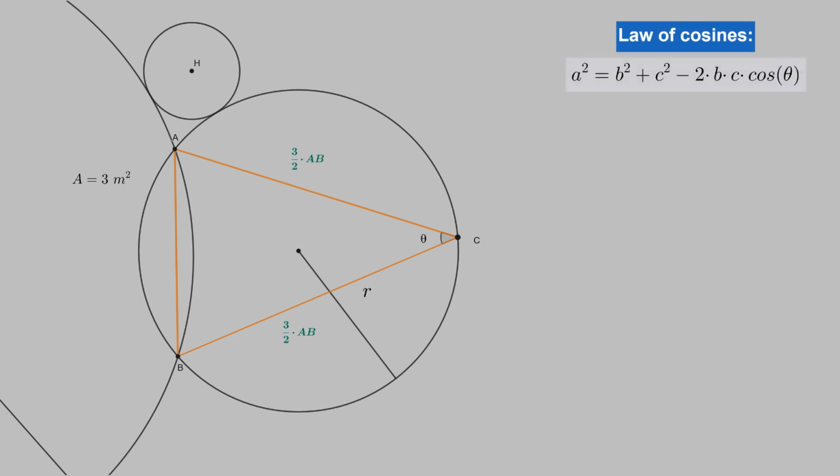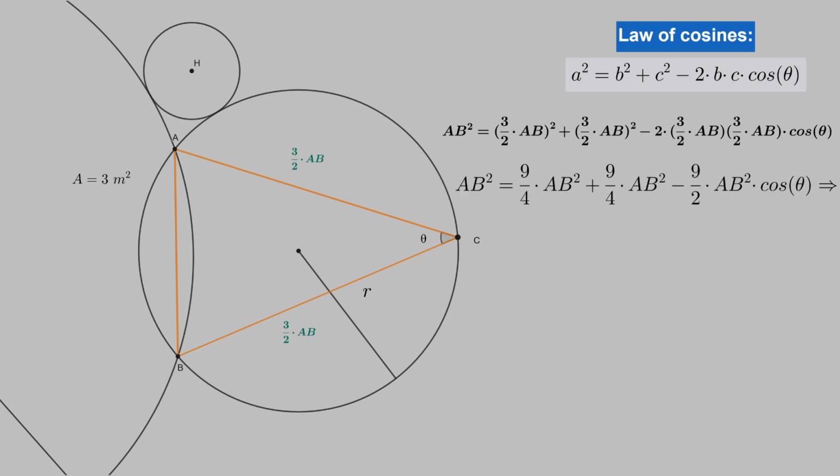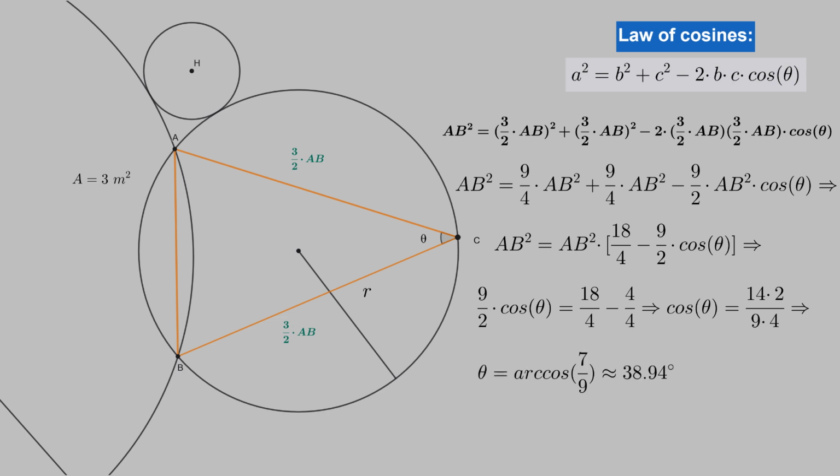We'll use the law of cosines for this, which is AB squared equals 3/2 AB squared plus 3/2 AB squared minus 2 times 3/2 AB times 3/2 AB times cosine of theta. We do the calculations, all the algebraic operations. The ABs, as you see, they cancel out, and we end up with theta approximately 38.94 degrees.